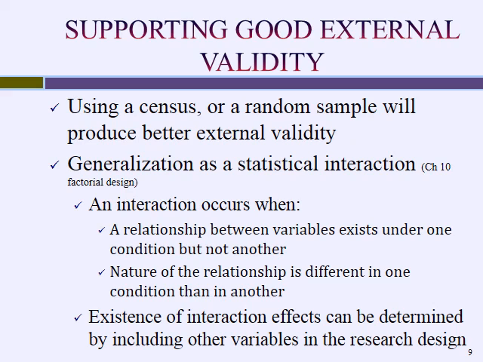Also, you can think of an interaction as the nature of the relationship being different in one condition than the other. So when we're creating our study, we would probably want to think about this factorial design and about all of the possible characteristics of individuals that could create an interaction between that variable and the independent variable and the dependent variable of focus. Finding these interaction effects is contingent on including other variables in the research design, and we'll talk about that on the next slide.